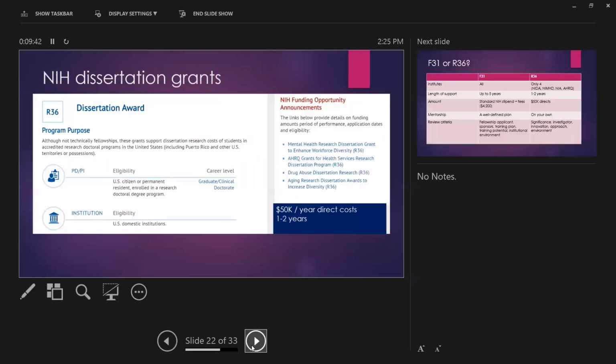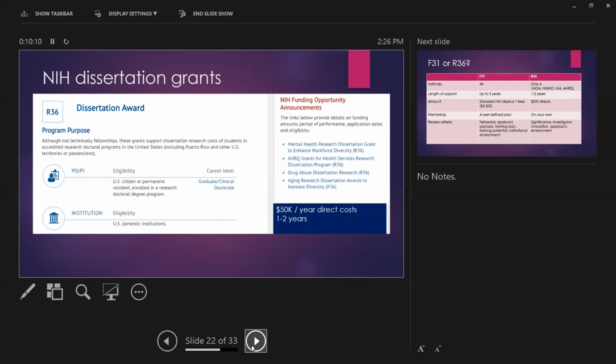Okay, then this confuses people a little bit. NIH also has dissertation grants, which are different from Fs. This is an R36, and because it's an R, that tells you that it's basically a research grant. It's not training. So this is like if you've gotten all the training you want to get and you just want to do the dissertation without people training you anymore, if you're just kind of done being mentored, you could go for an R36.